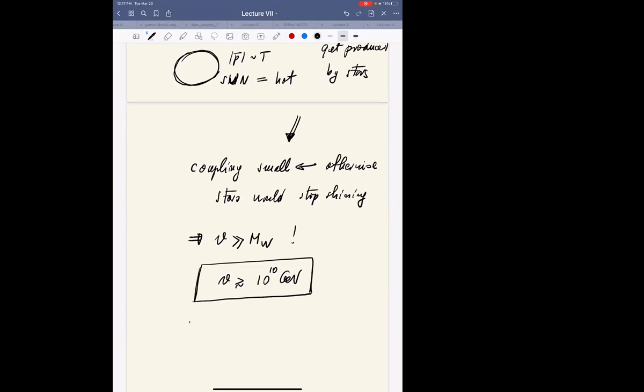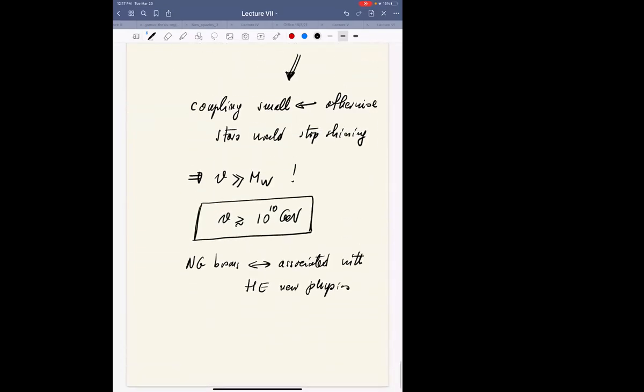In other words, if there are Nambu-Goldstone bosons, they must be associated with some very high energy new physics. With high energy new physics. Nothing to do with something a little bit beyond the standard model.